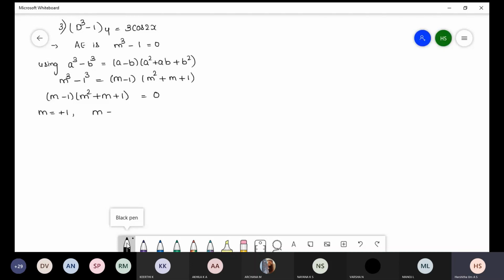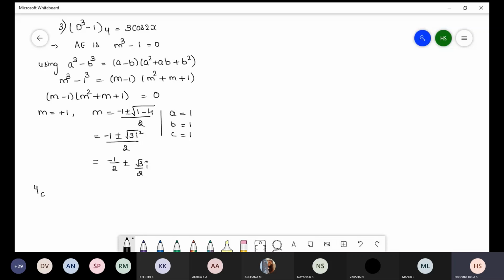Here we can write a is equal to 1, b is equal to 1, c is equal to 1. Next, m is equal to minus 1 plus or minus root of 1 minus 4, divided by 2. So minus 1 plus or minus root 3 into i square, because minus 1 we can write in the form of i square, divided by 2. So minus 1 by 2 plus or minus root 3 by 2 into i.